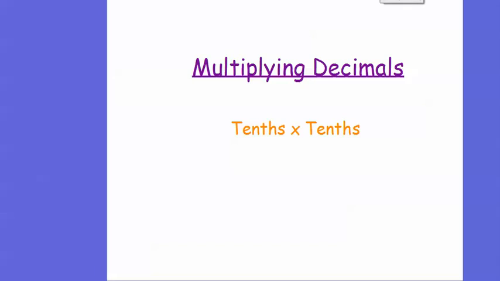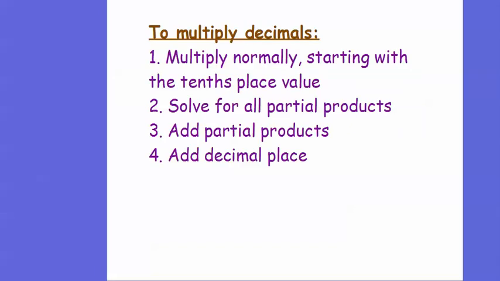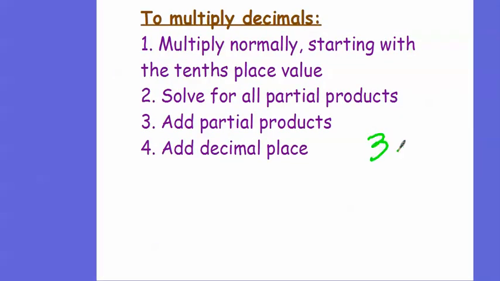Today we're going to be learning how to multiply decimals by decimals, specifically tenths by tenths. So let's just remind ourselves how we do that. The first thing we're going to do, you just multiply normally. So say we have the following problem: 3.1 times 4.2.